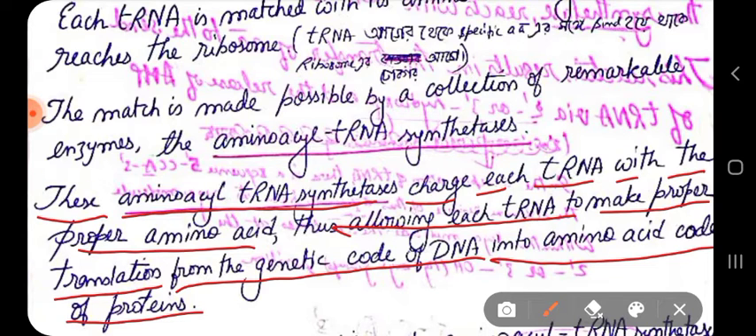So, again I repeat, these aminoacyl tRNA synthetases charge each tRNA, they make functional tRNA by attaching a proper amino acid based on their anticodon sequence, based on the coding sequence of the mRNA also. These aminoacyl tRNA synthetases charge, or you can say activate, each tRNA with the proper amino acid and allow each tRNA to make proper translation, right? To make proper translation from the genetic code of DNA, or you can say from the genetic code of RNA, into the amino acid code of proteins.